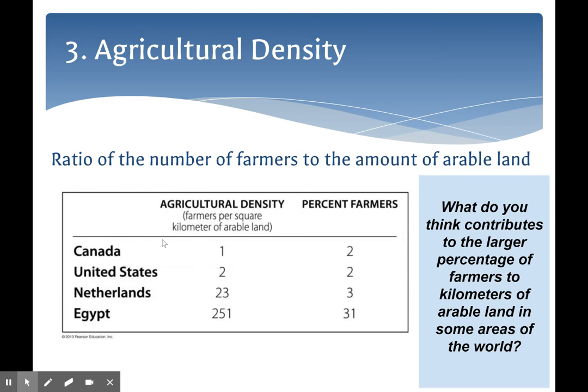I want you guys to pause and think right now, why do you think some nations like Canada and the United States would have such a low agricultural density? But if you look at countries like Egypt, you have a very high agricultural density. So what kind of factors would come into play in regards to how many farmers you need to farm the arable land?